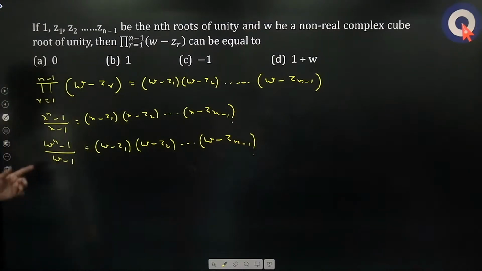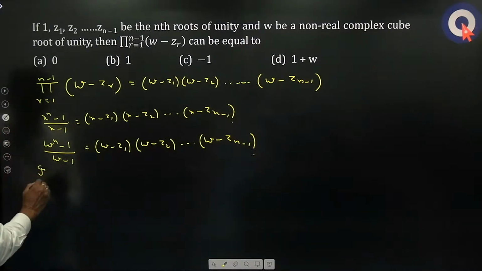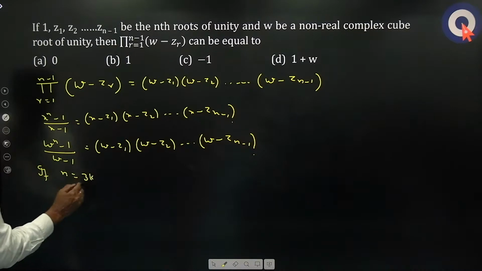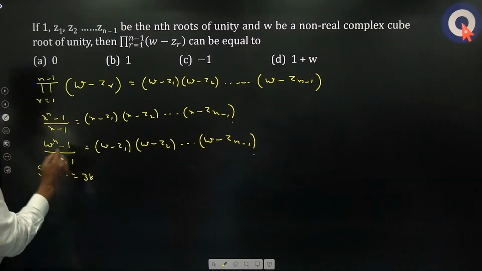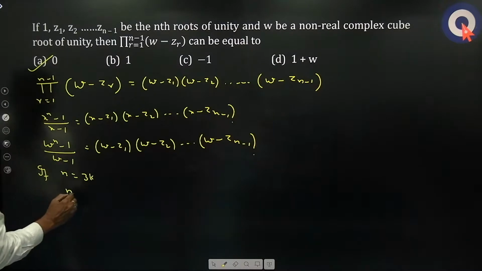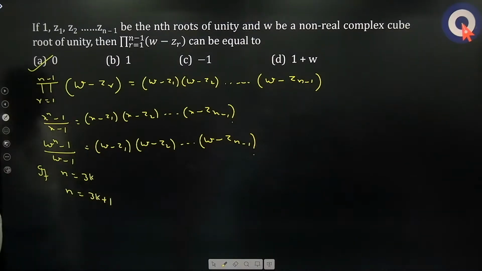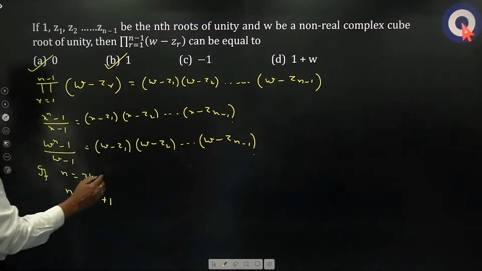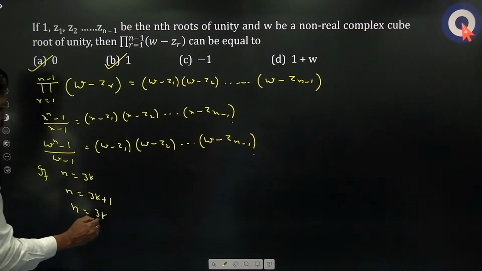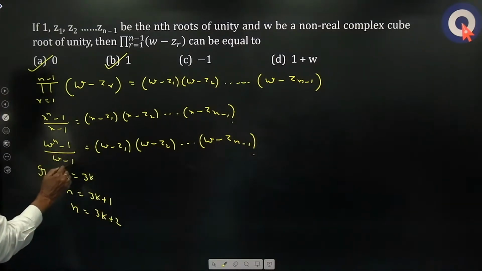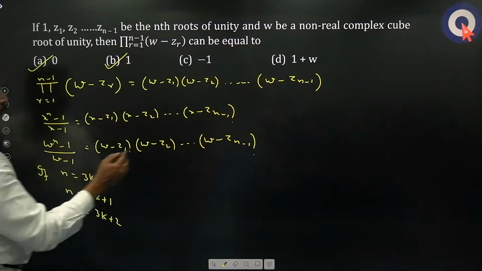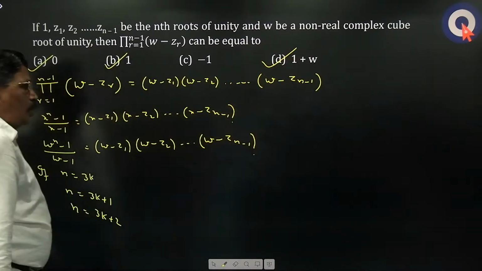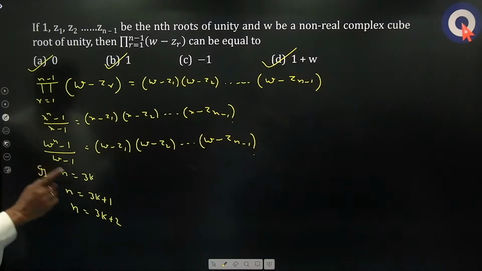Now what happens to this? If n is equal to 3k, a multiple of 3, then of course this will become 0. And if n is equal to 3k plus 1, what you get is omega minus 1 by omega minus 1, which will become 1. And if n is equal to 3k plus 2, we get omega square minus 1 by omega minus 1, which will become omega plus 1. So this value you get is 1 plus omega. All right. So this is it.